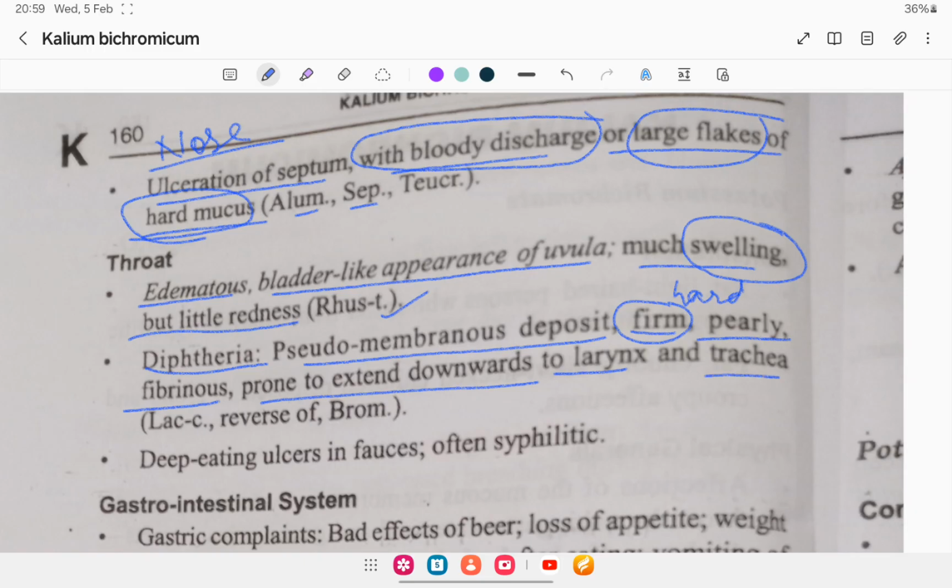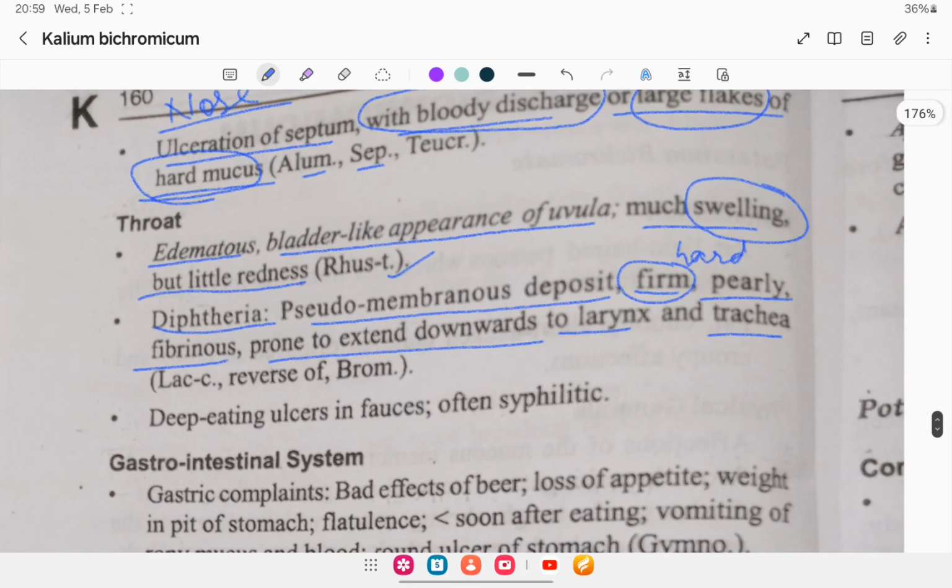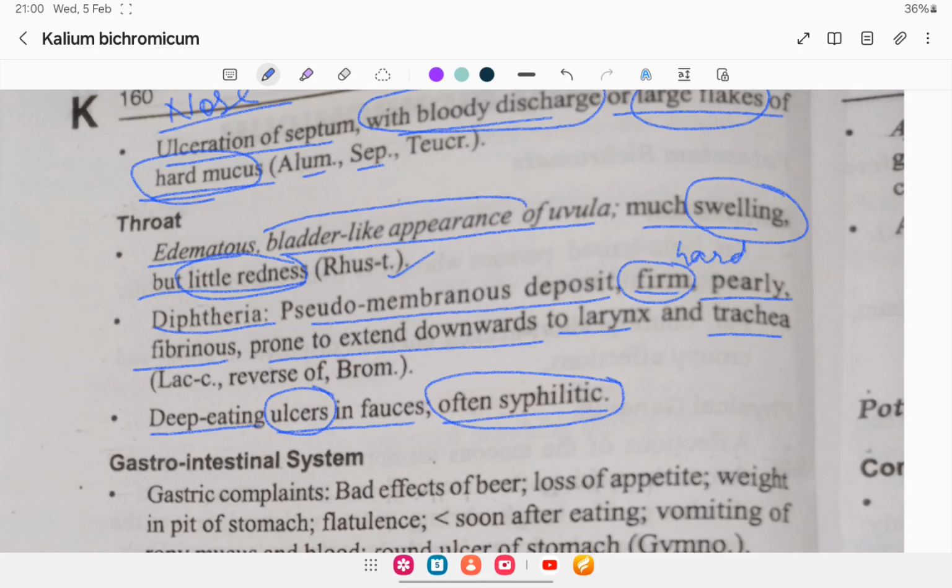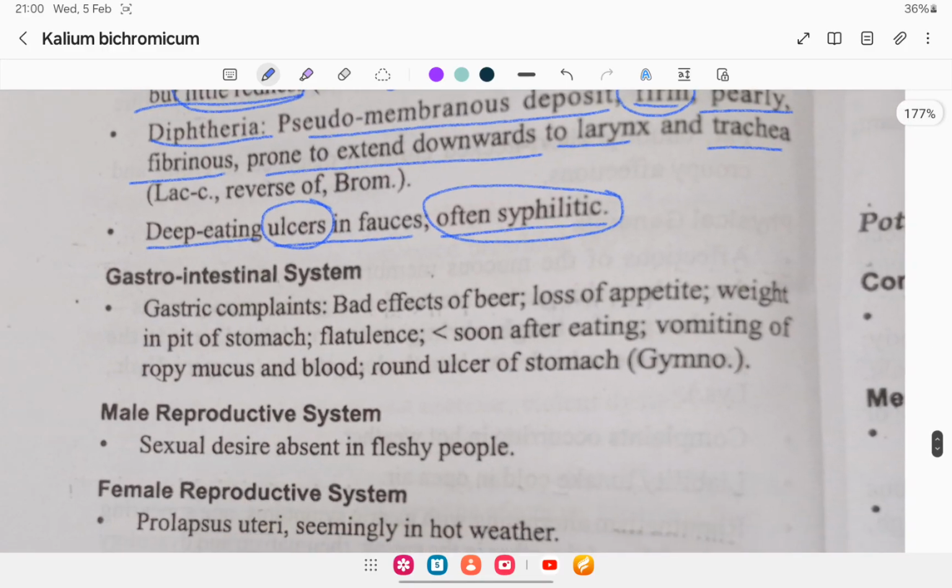Reverse of Bromine. Deep eating ulcers in fauces, often syphilitic. Wherever there is ulcer, we can think maybe it belongs to syphilitic miasm. So about throat: edematous swelling but little redness, bladder-like appearance of uvula. This is very much important. Diphtheria: pseudomembranous deposit, firm, pearly, fibrinous, prone to extend downwards to larynx and trachea. Deep eating ulcers in fauces, often syphilitic.